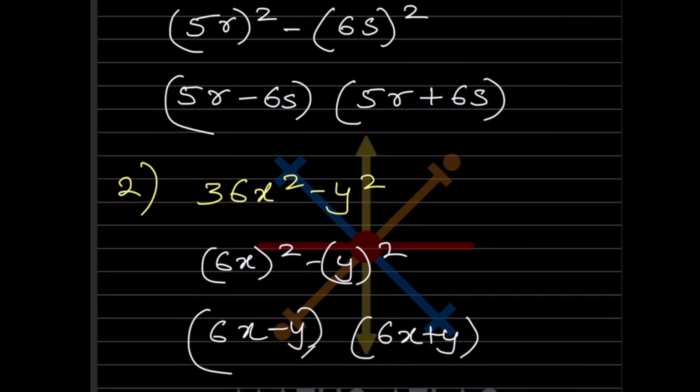Again here the same, 36 is a perfect square, so that is going to be 6x and the whole bracket squared, and this is y square. Same, a minus b and a plus b.